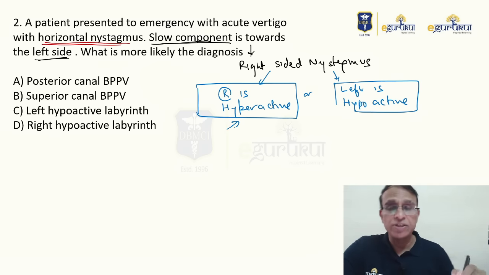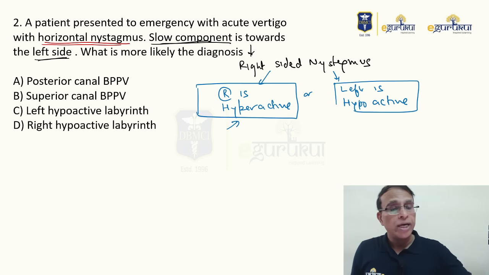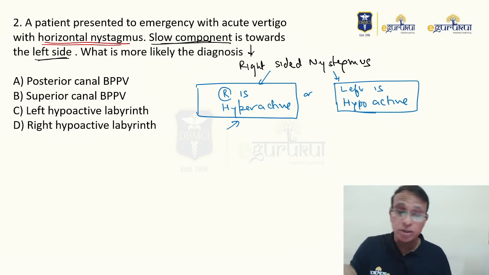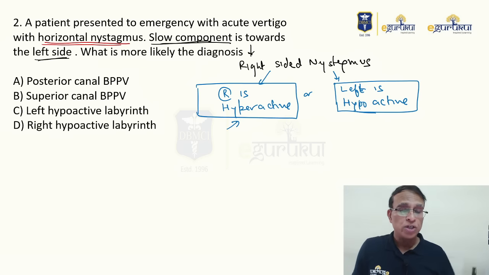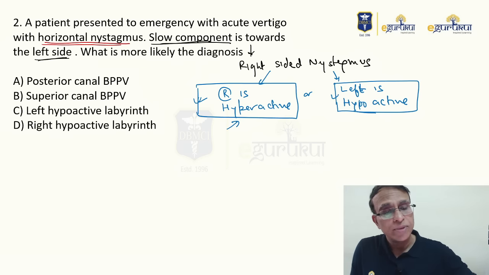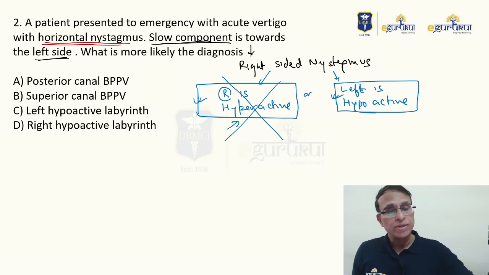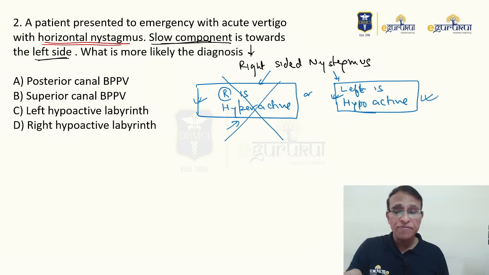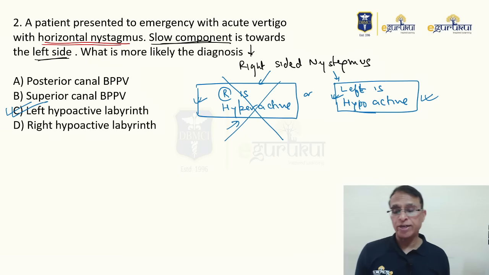Hyperactivity, which is like warm water, causes nystagmus on the same side. If it is right side, hyperactivity will cause nystagmus on the right side, and hypoactivity, which is like cold water, will cause nystagmus on the opposite side. So if it is right sided nystagmus, maybe the left ear is hypoactive. So any of the two given in the choices will be a correct answer. This one is not given in the choices, this one is given in the choices. So left is hypoactive labyrinth.